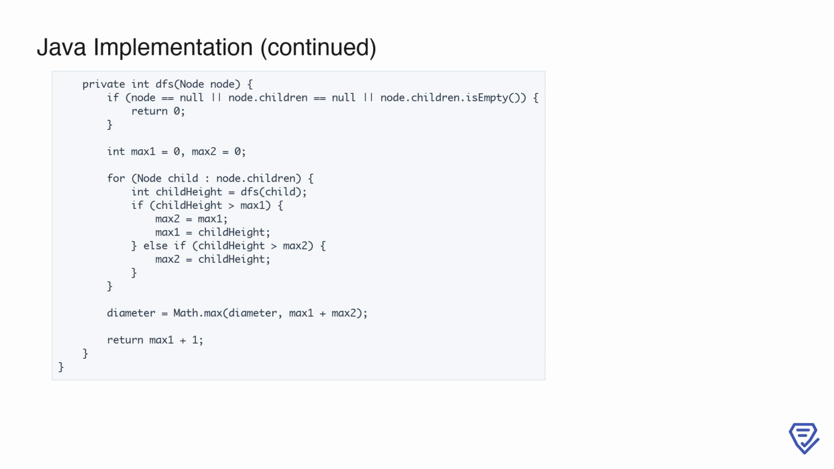If this height is greater than max1, we update max2 to hold the previous value of max1 and assign the new height to max1. If it's not greater than max1 but still greater than max2, we update max2 accordingly. Once the loop finishes, we calculate the potential diameter passing through the current node as the sum of max1 and max2, and we update the global diameter if this value is greater. Finally, we return max1 plus 1, representing the height of the current subtree.